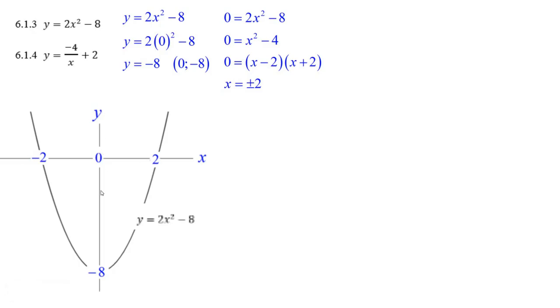The axis of symmetry here that I should have marked in is the y-axis. The y-intercept is minus 8. That's a turning point there. And then I labeled the equation. There's your parabola, all done.